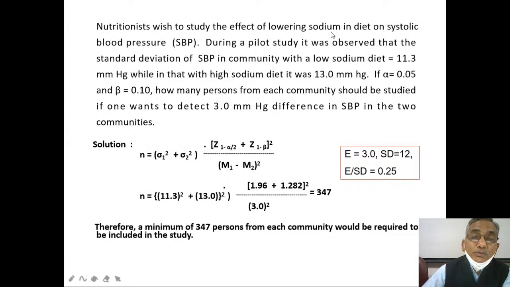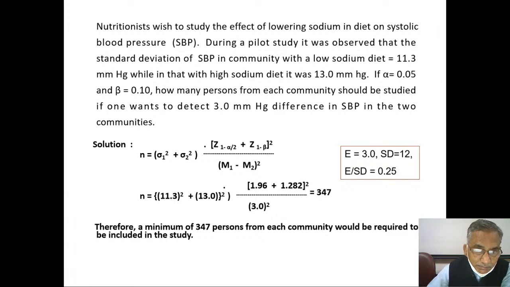So this is an example. Nutritionists wish to study the effect of lowering sodium in diet on systolic blood pressure. During a pilot study, what they observed was that the standard deviation of the systolic blood pressure with low sodium diet was 11.3, while with the high sodium diet it was 13.3. Alpha is the type 1 error that you have already been explained. Beta is type 2 error, and 1 minus beta is the power. So how many persons from each community should be studied if you want to detect a difference of 3, that is the effect size. A difference of 3 means the difference between mean systolic blood pressure in the intervention arm and in the control arm is 3. So the same formula you use and calculate, you get 347.